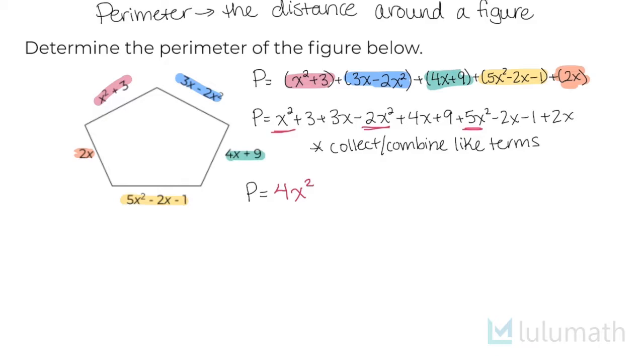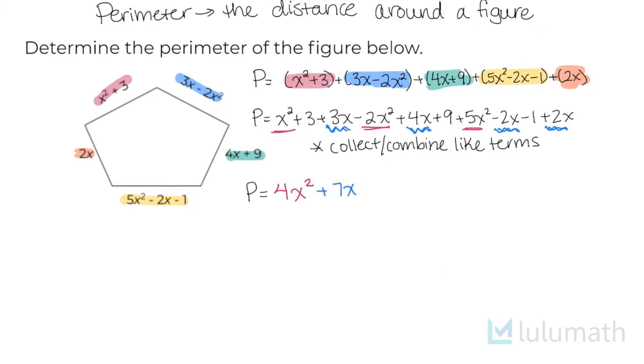Then I'll do this directly in descending order, so I will go to my x's next. I've got 3x is like 4x is like negative 2x is like positive 2x. So 3 plus 4 is 7, minus 2 is 5, plus 2 is 7. So I've got positive 7x.